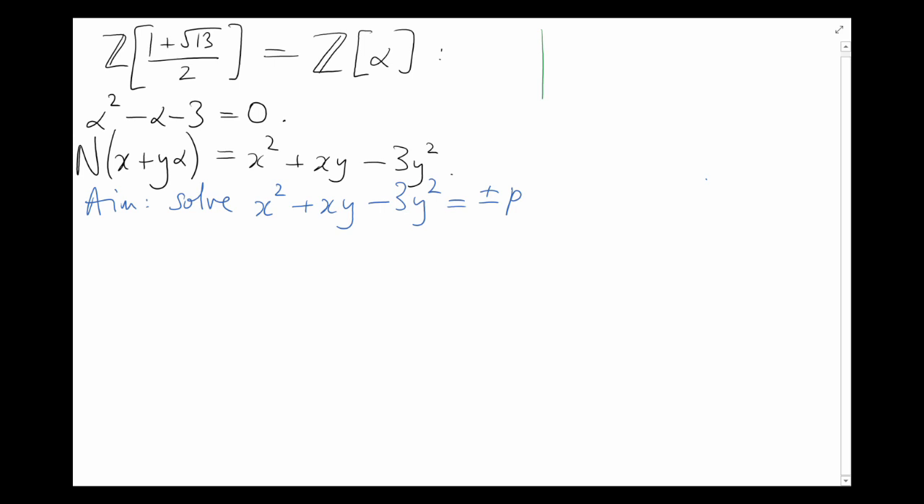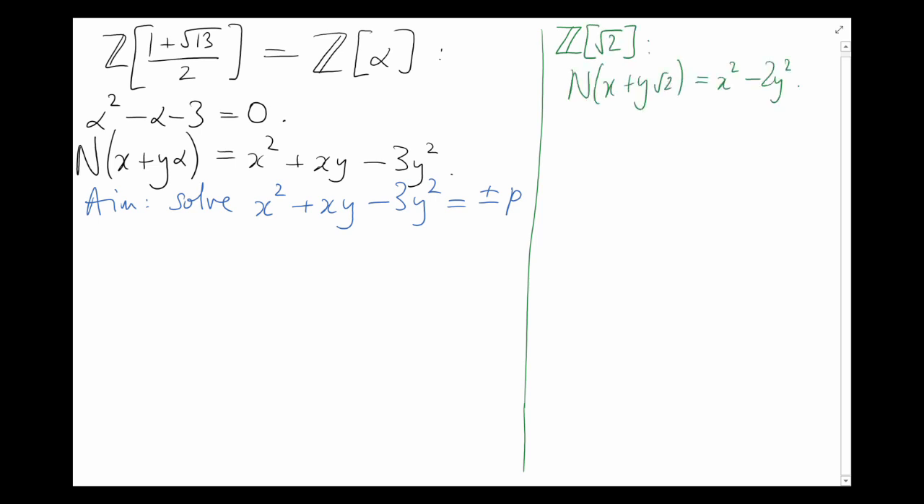Let's go back to what we did in video 10, where we had Z adjoin root 2. There, the norm function sent x plus y root 2 to x squared minus 2y squared, and we wanted to solve the equation x squared minus 2y squared equals plus or minus p for prime numbers p. I'll put that up here on the right for us to compare. And in fact, just to keep things simple so that we're not carrying extra signs around, I'm just going to deal with the case plus p, so I'll erase this plus or minus sign on the left too.